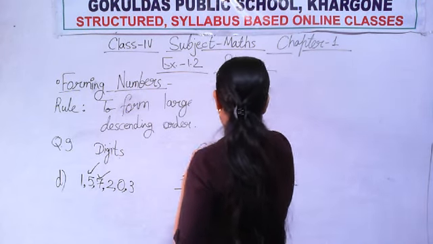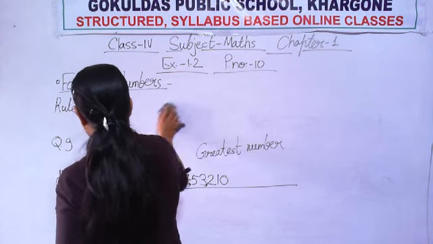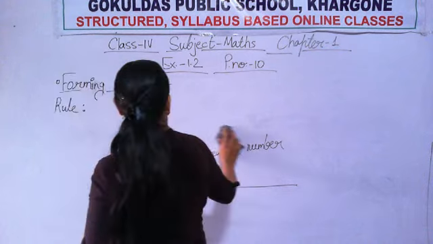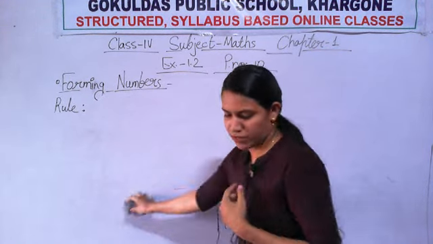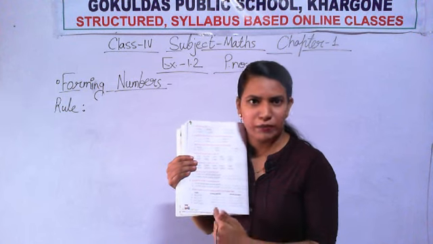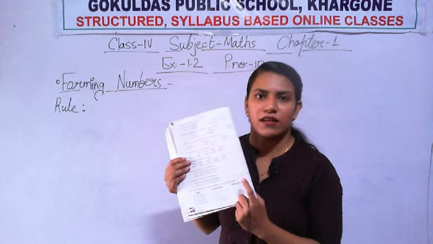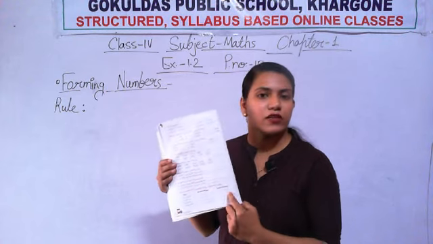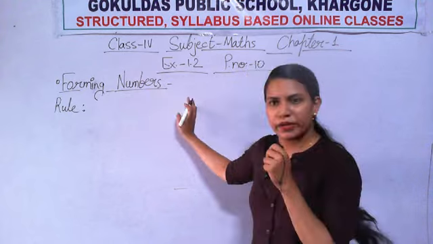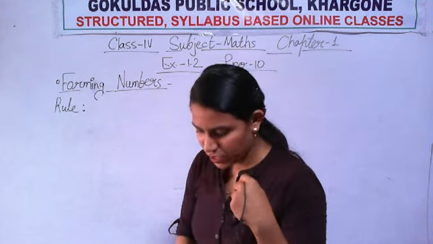Okay. And now we are going to the last question of today's lecture. That is the same question, question number 9, but right now we have discussed the greatest number column. Now I am going to tell you about the smallest number. How to form the smallest number. Our topic is the same, forming numbers, but the rule is going to change for the smallest number.